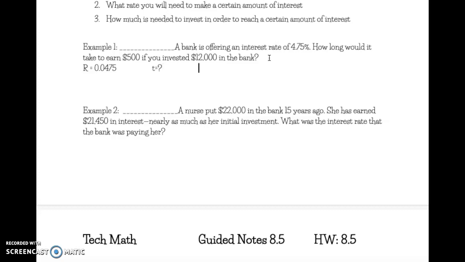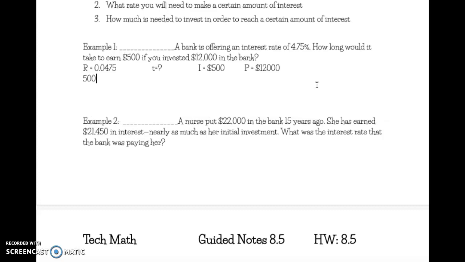To earn $500. Well, if I'm earning something, that means I didn't originally invest it. That means that is my interest amount, leaving only this $12,000 if I invest it. So my principal amount is going to be $12,000. From here, we just plug things in. We know I equals PRT. I is 500, and it equals 12,000 times, so that's P times R, which is 0.0475. Yes, you do need all the decimals.